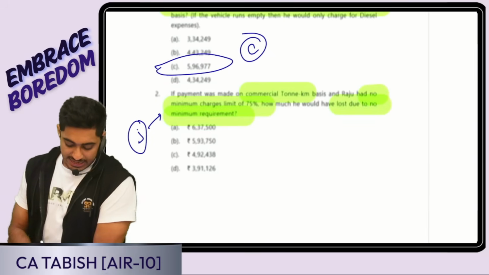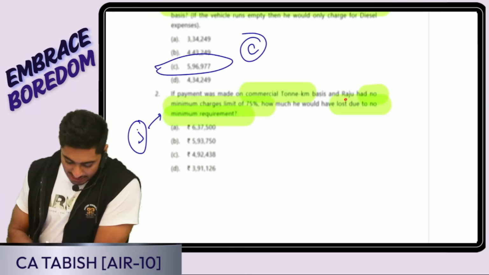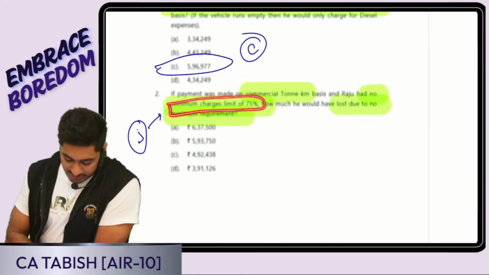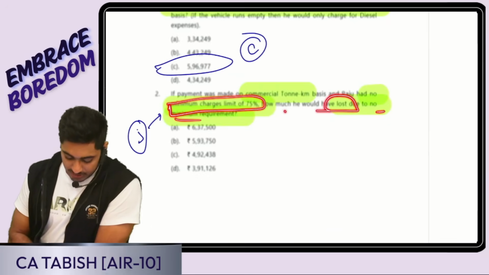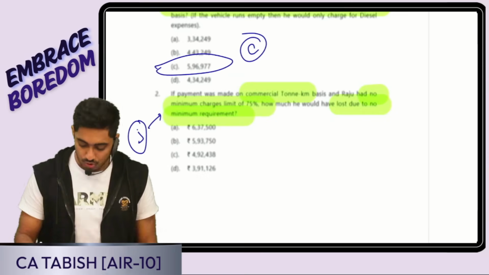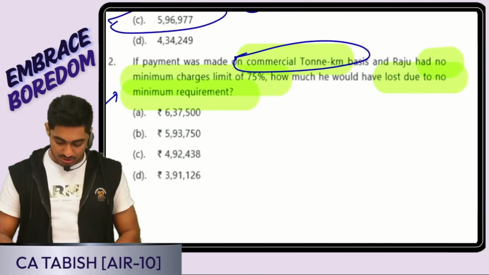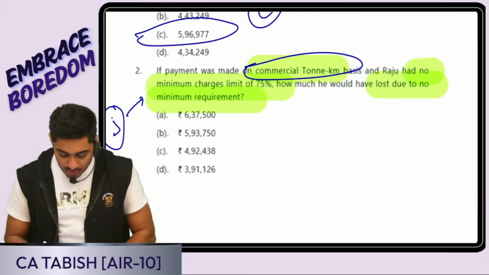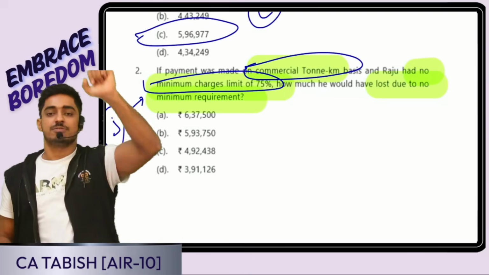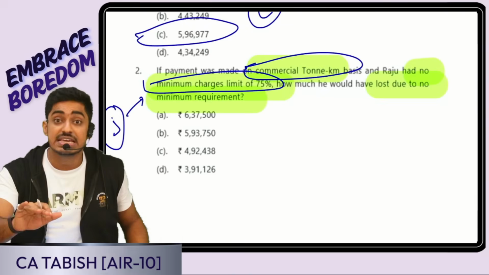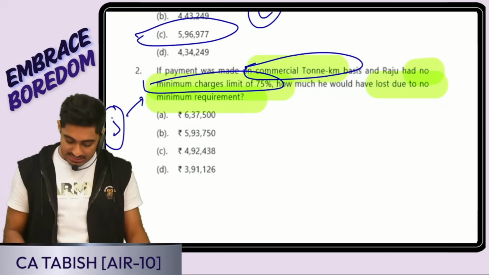Second, if payment was made on commercial ton kilometer basis and Raju had no minimum charge limit of 75%, how much would he have lost due to no minimum requirement? So two things they are telling. First, payment is happening on commercial ton basis. Yes or no, everyone? Second, if Raju had no minimum charge limit, in reality he is having that bare minimum 75% that at least he should get. But if that condition was not there, how much would he have lost? Let us try seeing.